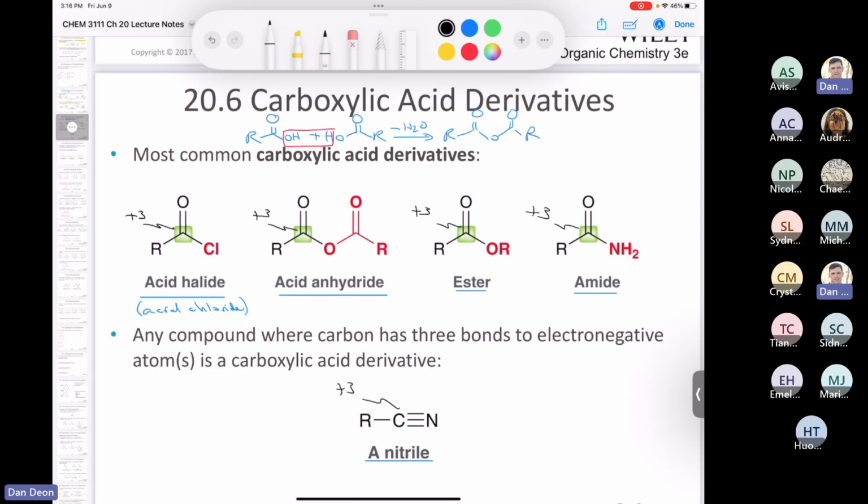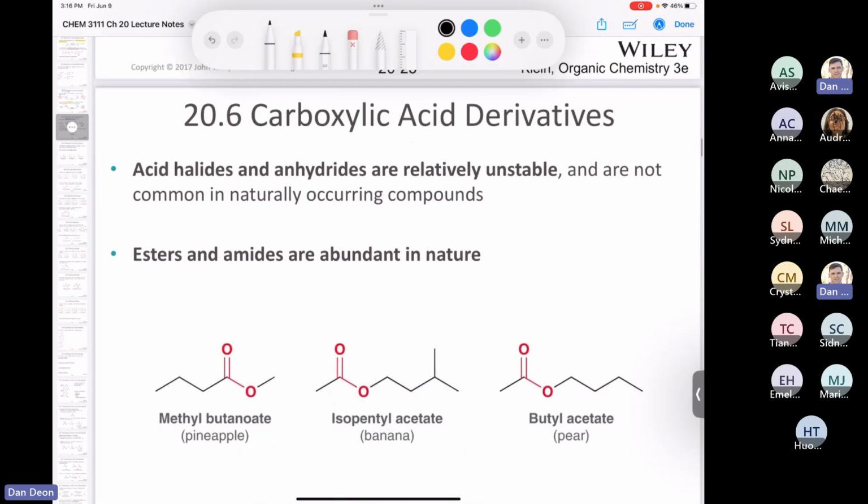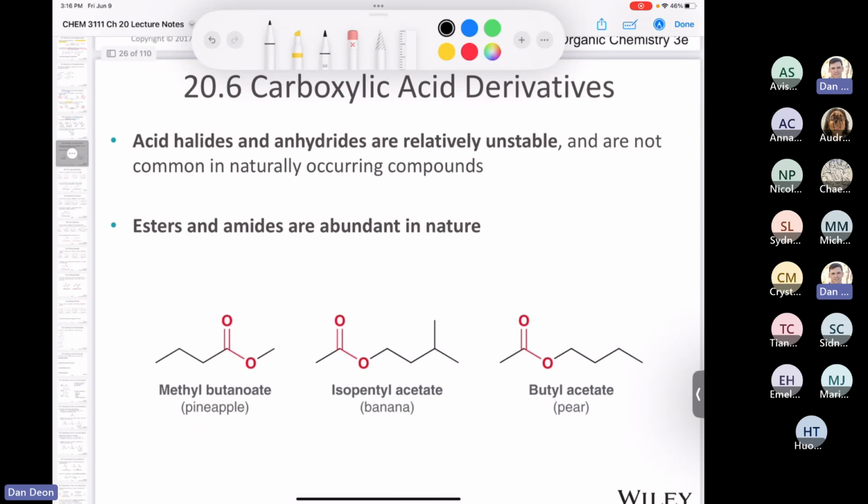All right, so let's get into the idea of where you might find some of these compounds in nature. Well, the first thing is the acid halides. So if X is equal to chlorine or bromine, those are pretty rare. Or in fact, they're not even stable. So we don't really find those in nature. The same thing with an anhydride. These are really reactive. So we don't see those in nature.